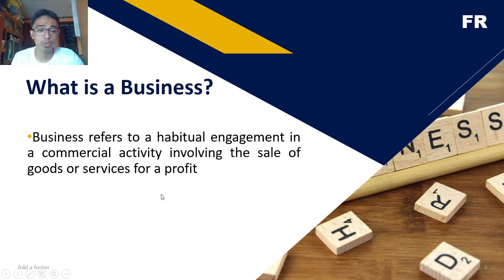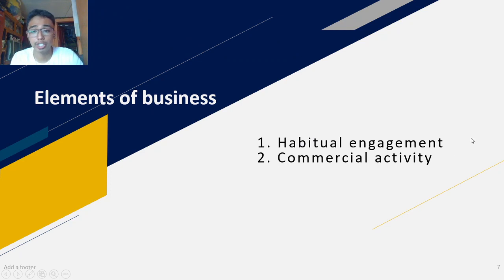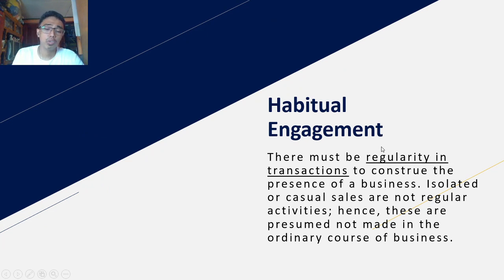So from this definition, we can actually get the elements of the business. So the elements of the business is number 1, should be a habitual engagement. Number 2, should be a commercial activity. Okay, so habitual engagement and commercial activity. So these are the 2 elements. So a habitual engagement, there must be a regularity in transactions to construe the presence of a business. Isolated or casual sales are not regular activities. Hence, these are presumed not made in the ordinary course of business.